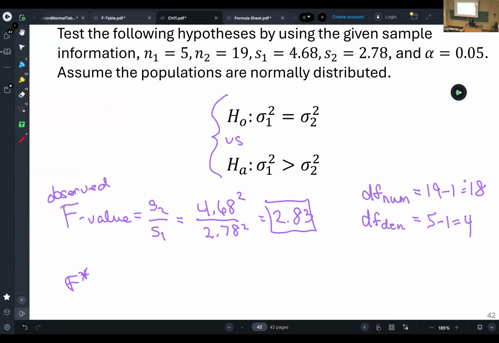Is this correct? No, it's wrong, right? I see some faces going, I can always tell. The whole room changes. It's good, you're my class monitors, keeping this straight. So this should be 5 minus 1. Good.